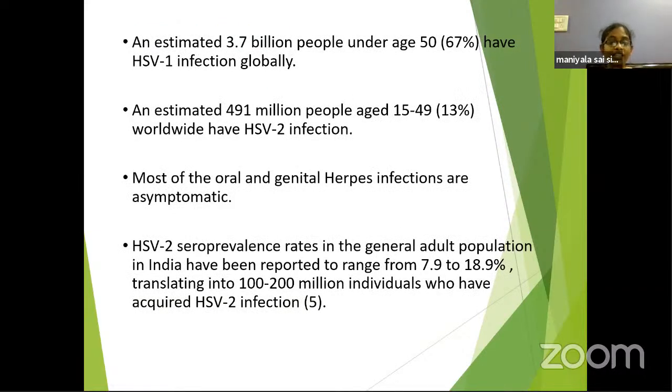According to WHO, an estimated 3.7 billion people under the age of 50, that accounts to 67%, have HSV1 infection globally. An estimated 491 million people aged between 15 to 49, that accounts to 13% worldwide, have HSV2 infections. Most of these oral and genital herpes infections are asymptomatic. In India, HSV2 seroprevalence rates range from 7.9 to 18.9%, that accounts to 100 to 200 million individuals who have acquired HSV2 infections.